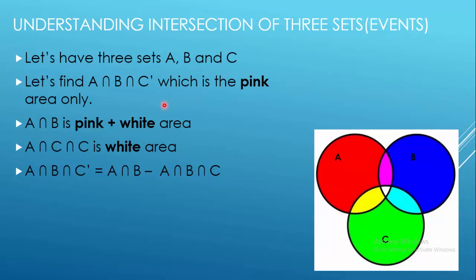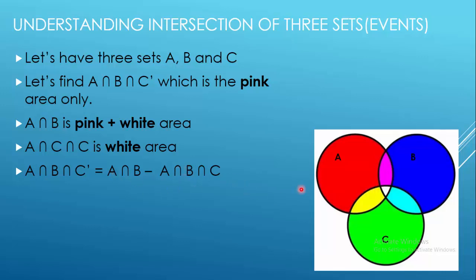And in order to get the intersection, let's have three sets A, B, C, as we already have, and A intersection B intersection C prime, this area. We are talking about this area only now. So this area is A intersection B, but excluding C. When we exclude C, we'll get this area in pink.